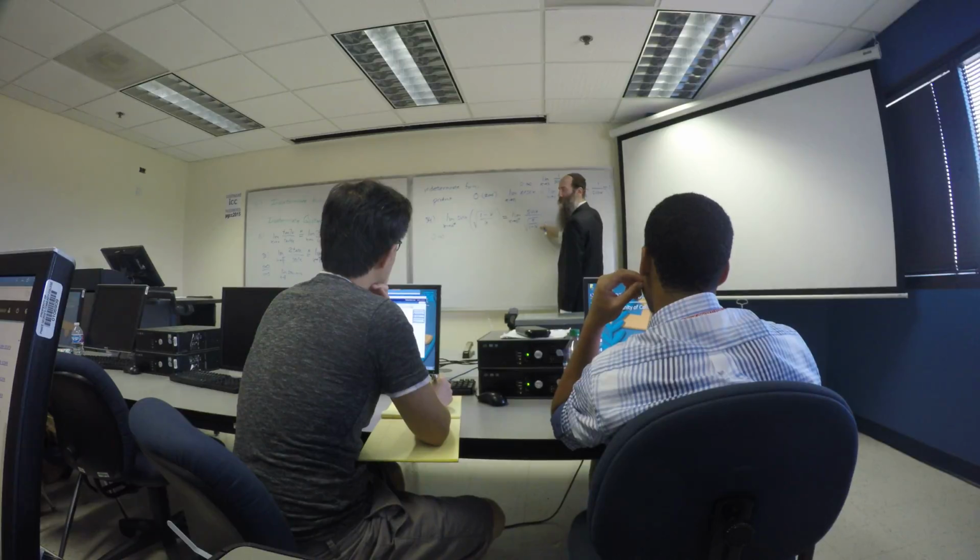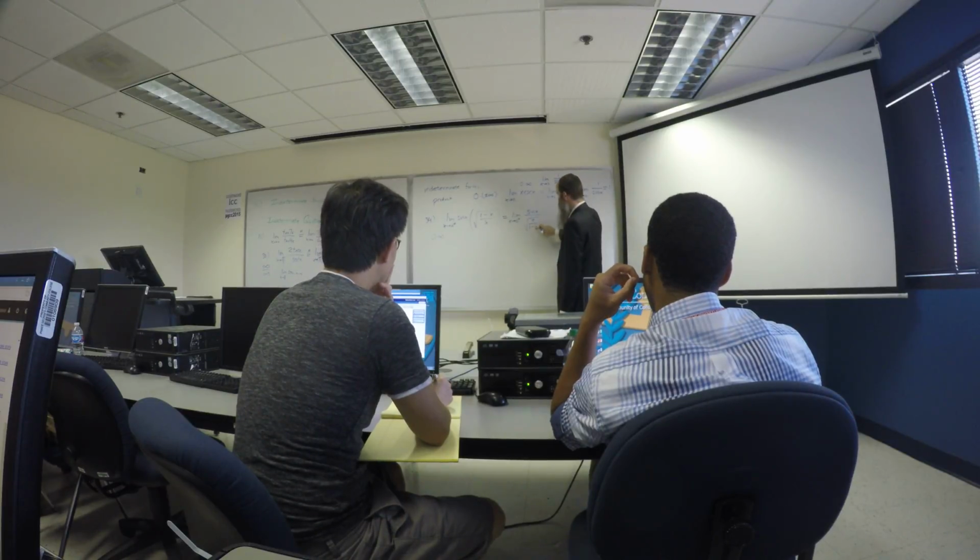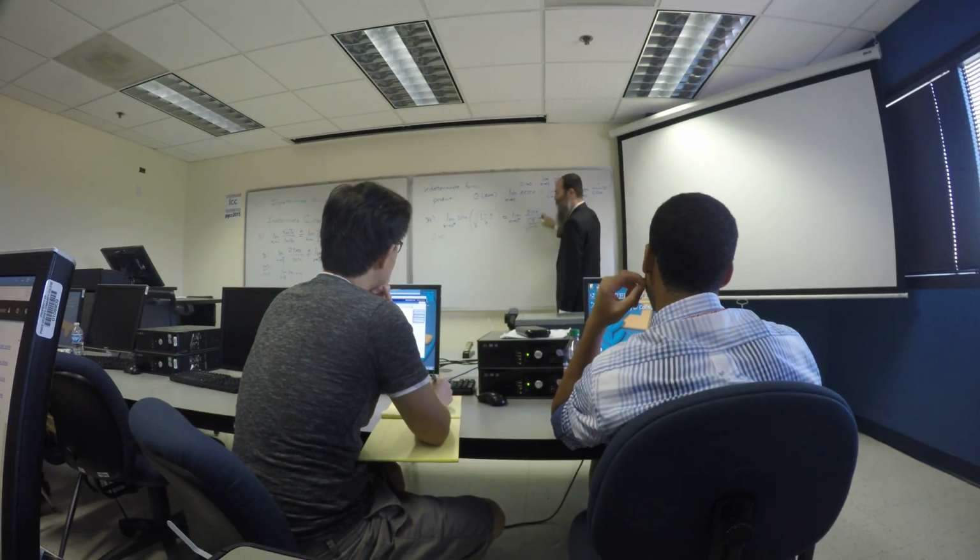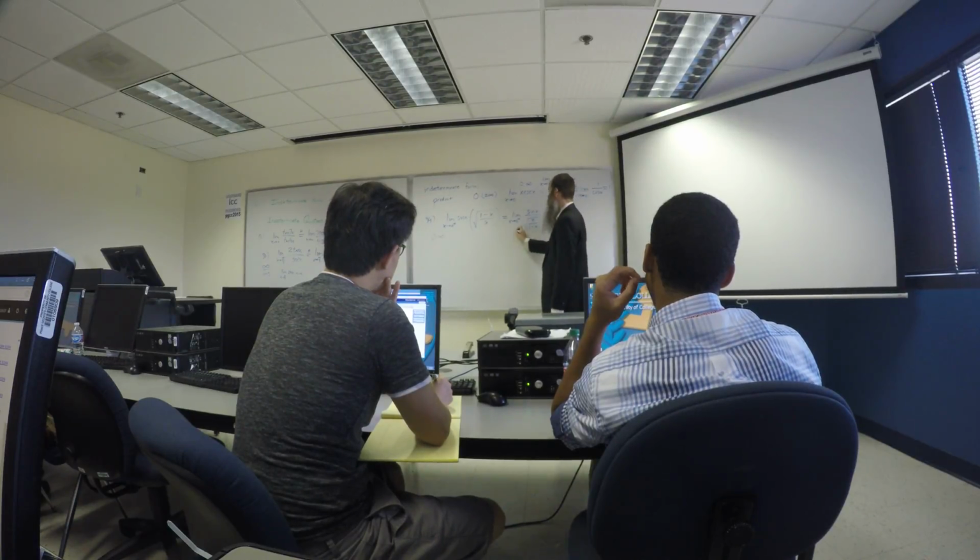Wait, hold on. Because we flipped it. So now this is heading towards 0, and this is heading towards 1. 0 over 1 is 0. The root of 0 is 0. So it is now a 0 over 0 case, right? Sine x is one function, and the root of x over 1 minus x is the other one. So now we have an indeterminate quotient, which we want.